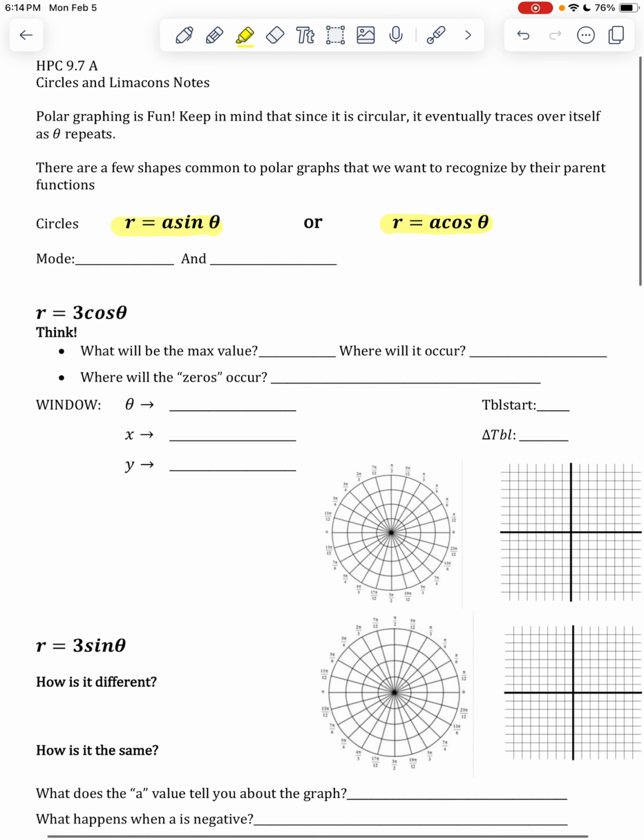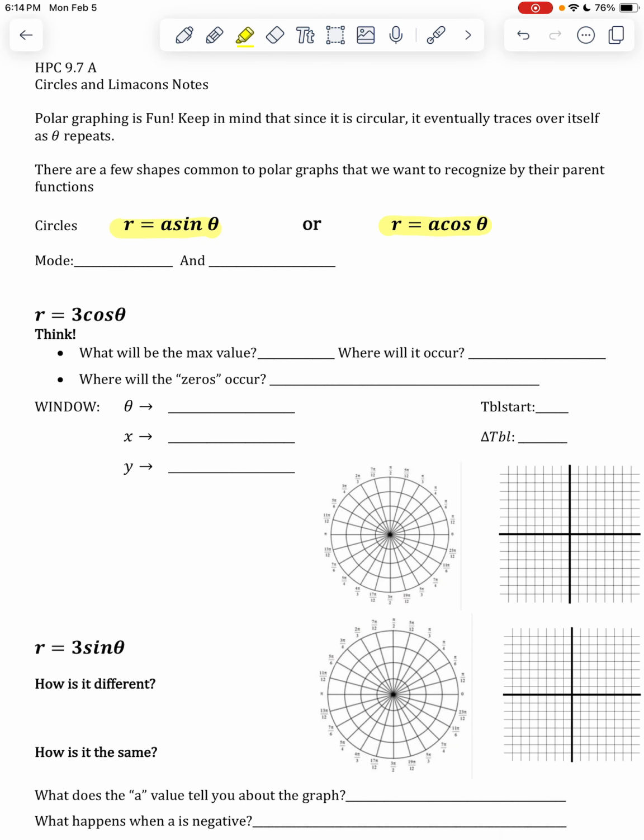So these are going to be the first thing. It says polar graphing is fun. So remember that. Keep in mind that since it's circular, meaning the graph paper is circular, it eventually traces over itself. You're plugging in theta. All you can do for theta is plug in values between 0 and 2 pi. Even if you keep going, you're just repeating the outputs. And so after you've gone through 0 to 2 pi, everything's going to trace over itself.